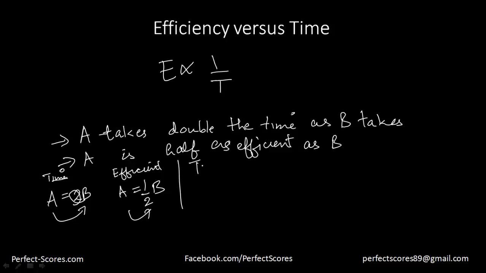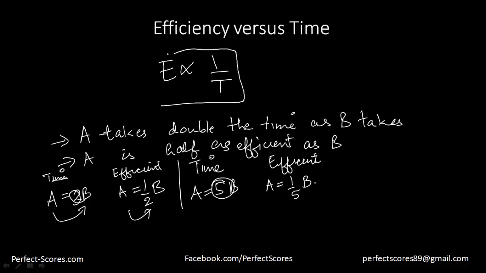Similarly, let me show you another equation. In terms of time, suppose A is equal to 5B; A takes 5 times as much time as B takes. Then in terms of efficiency, this will invert, and A would be 1 by 5 of B, because efficiency is inversely proportional to time. I suppose you've understood that. This is the main crux of everything: efficiency is inversely proportional to time, and efficiency is directly proportional to the rate.